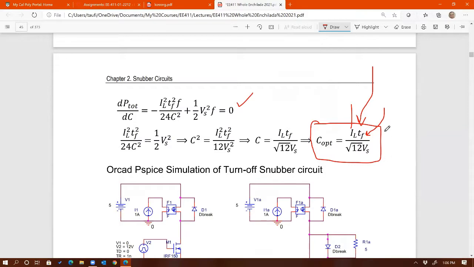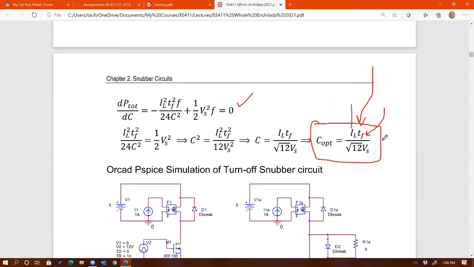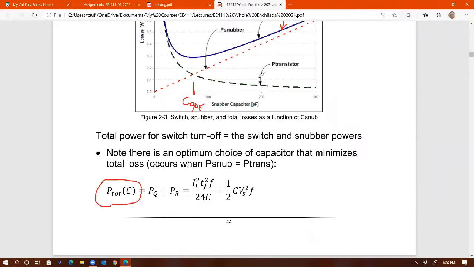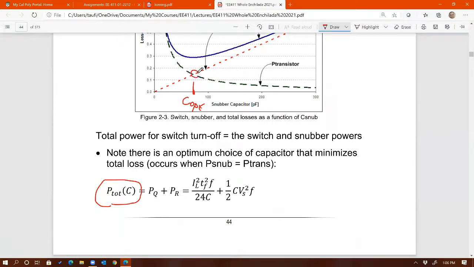And this guarantees that you have the minimum total power loss after you add the snubber. And number two, it guarantees that the power loss of the switch is equal to the power loss of the snubber. How do I know that? Well, from this curve, I just told you about the condition for that. See that intersection right there? That means the two are equal. Any question on this?